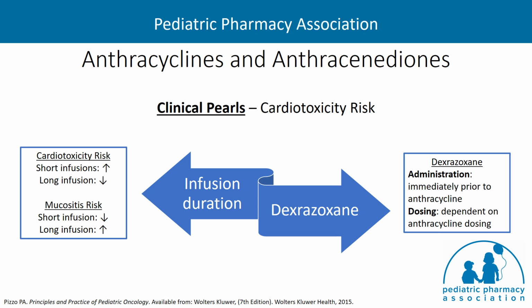So for daunorubicin, a recommended ratio of dexrazoxane to daunorubicin dosing of 10:1 is recommended. So if a dose of 50 milligrams per meter square of daunorubicin is being administered, a recommended dose of 500 milligram per meter square of dexrazoxane is recommended. Differing to a certain extent for mitoxantrone, a 40:1 ratio of dexrazoxane to mitoxantrone is recommended in any patient who is receiving that component of their AML therapy.